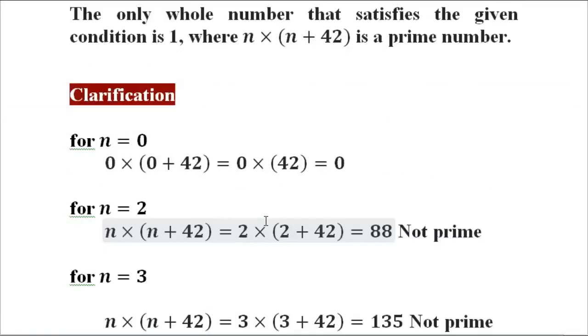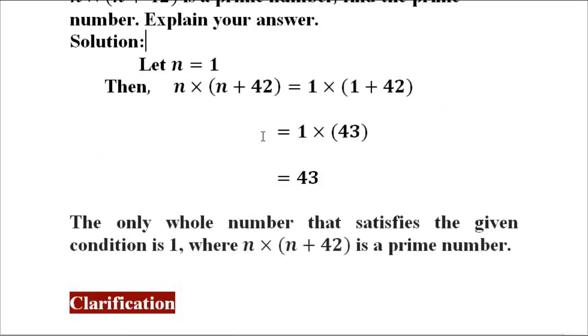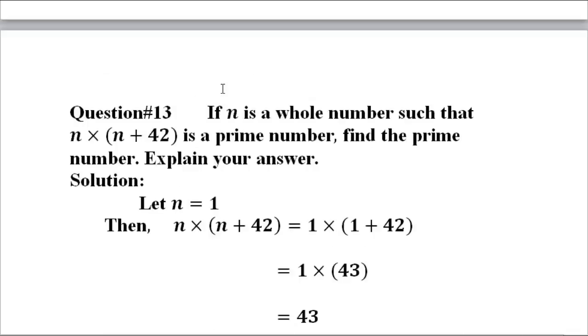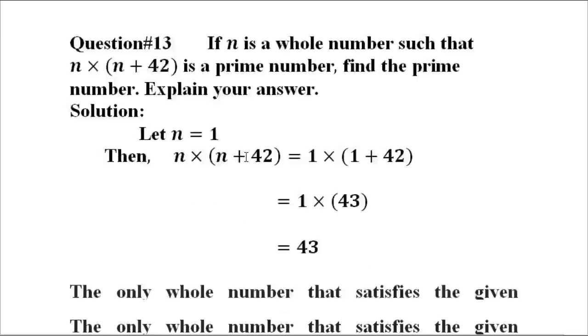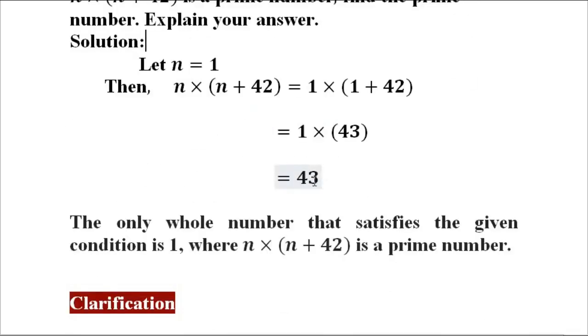Therefore, the only number that satisfies the condition is n equal to 1, where n times n plus 42 is a prime number. And our final answer is 43, a prime number.